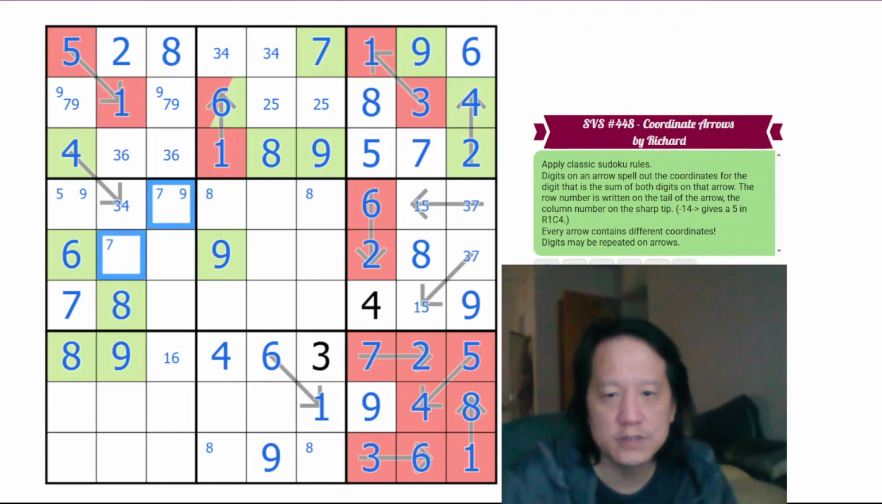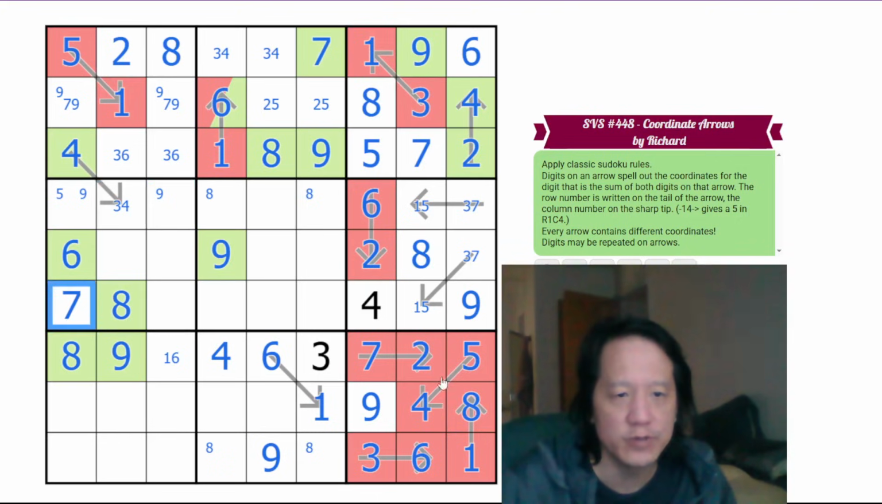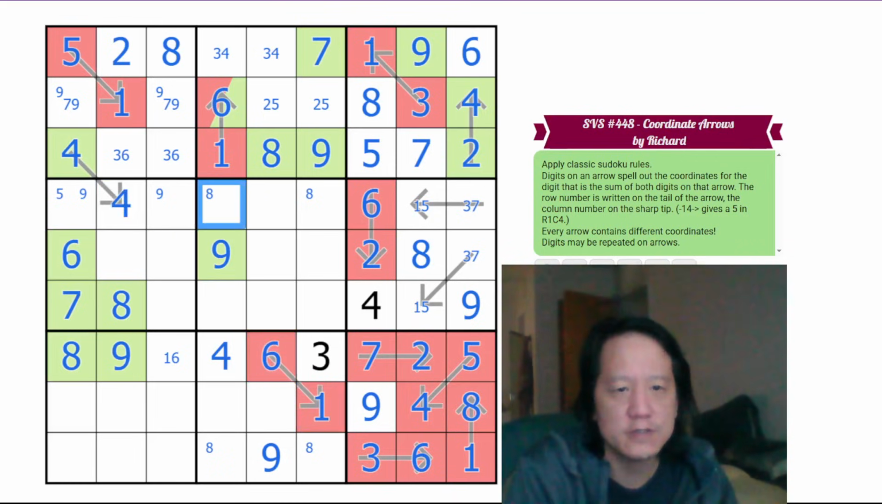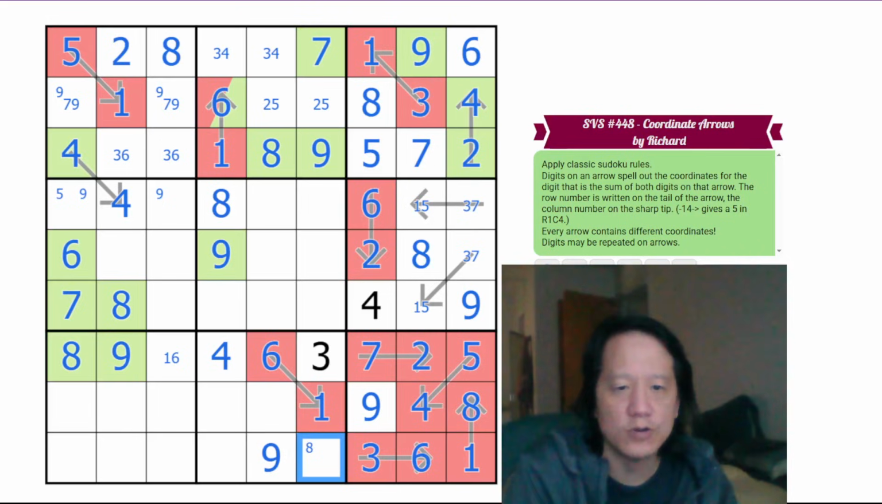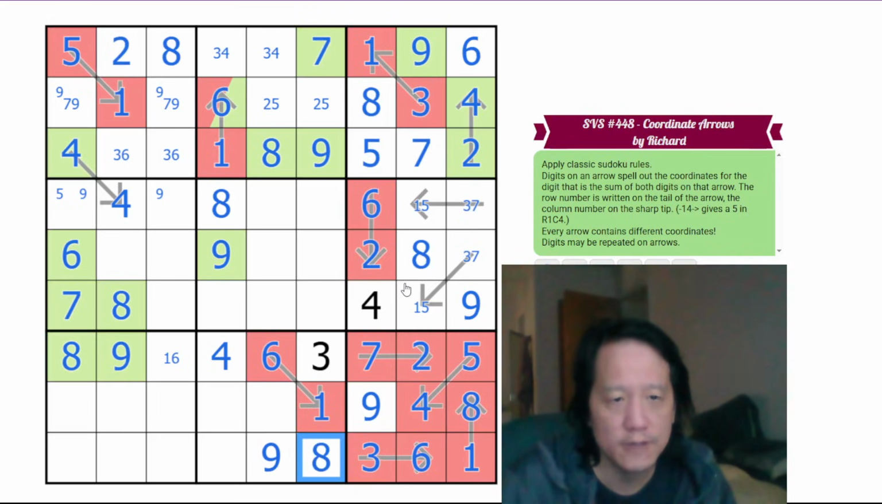So we can delete 7s here. So this cannot be 3, 4, and 3, adding up to 7 because we already have a 7 in the box. Therefore, it must be 4 and 4, adding up to 8. So this is 8, which means this can't be 8 here. This can't be 8 here. Where is the 8 in row 9? It has to be there.